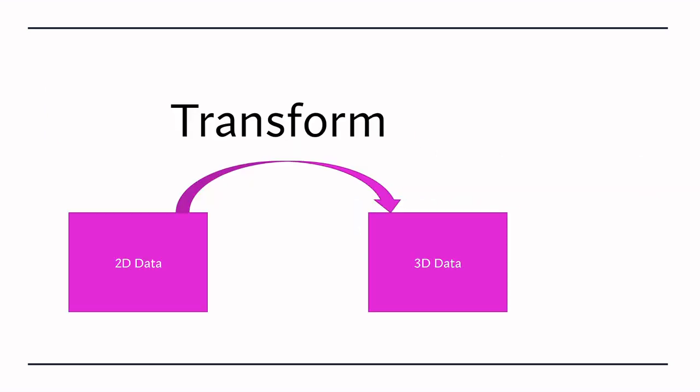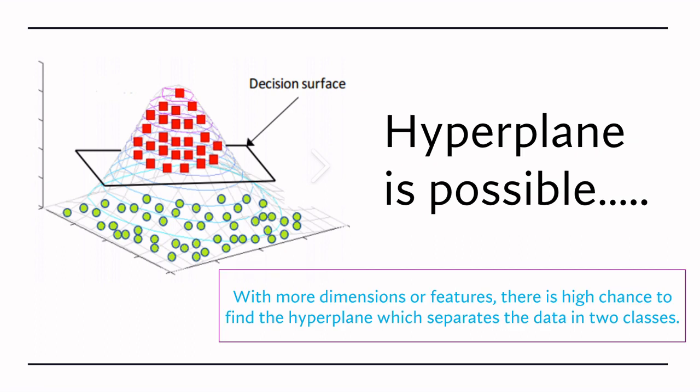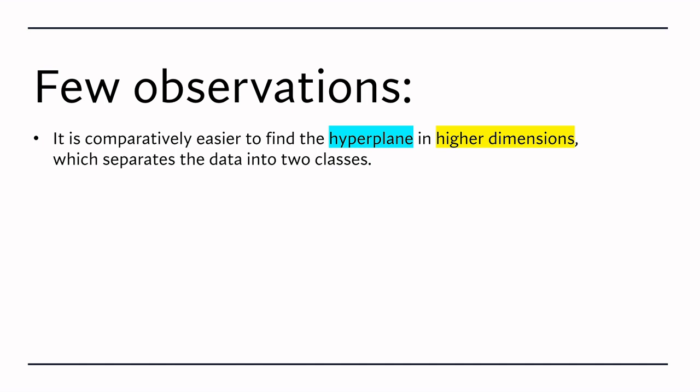But how about if we do a transformation from 2D to 3D? The answer is yes, because here we can actually find a hyperplane which separates the data pretty well. So with more dimensions of features, there's a high chance to find the hyperplane which separates the data into classes. A few observations up until this point. It is comparatively easier to find the hyperplane in higher dimensions which separates the data into two classes.